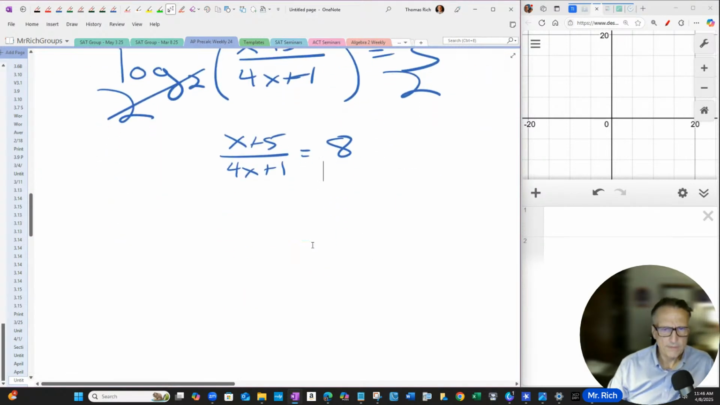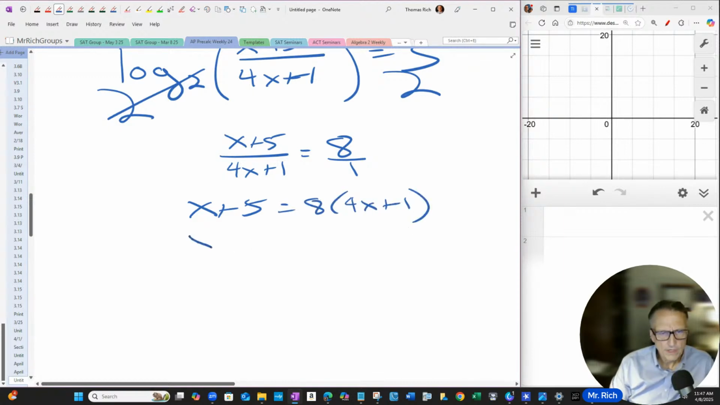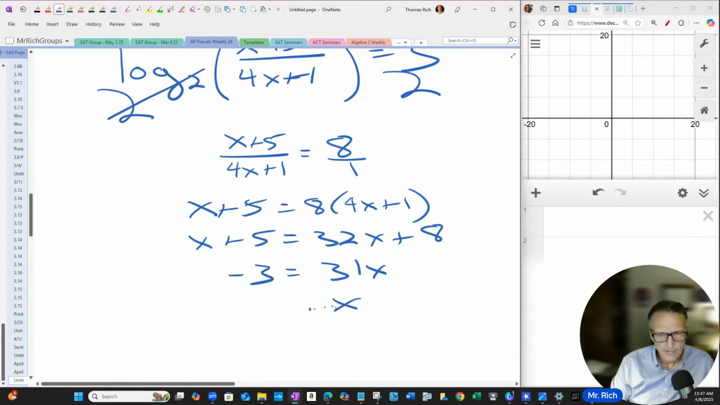What I'm going to do here is multiply both sides of this equation by 4x plus 1. Or if you want to think of it as cross multiplying, that's another way you could think about this. So that's going to be 8 times 4x plus 1. I will distribute that 8, giving me 32x plus 8. I think I'll move this x to the other side, giving me 31x. I will subtract 8 on both sides, giving me a 3. I will get x equals negative 3 over 31. That would be my answer.